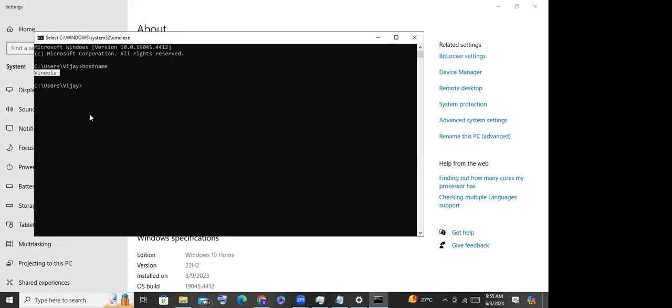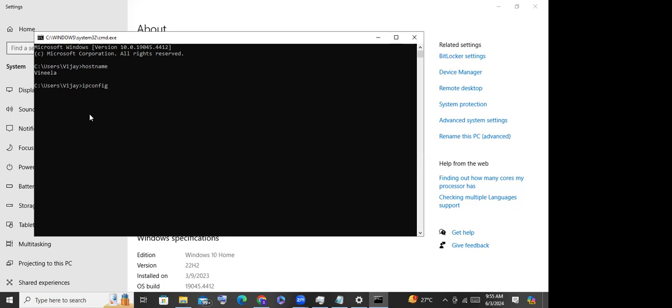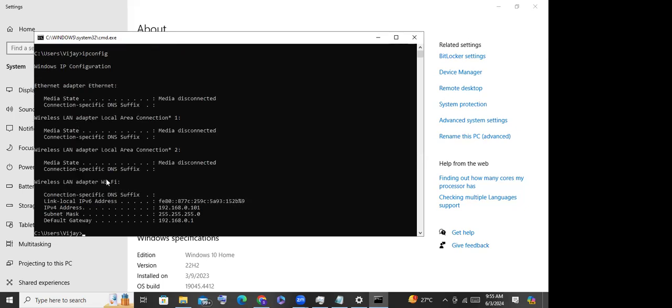So how do I find the IP address of this machine? Here we can write ipconfig. I can give ipconfig, and I would be able to find the IP address of this machine. So guys, there are two versions of this particular IP address: IPv4 and IPv6.